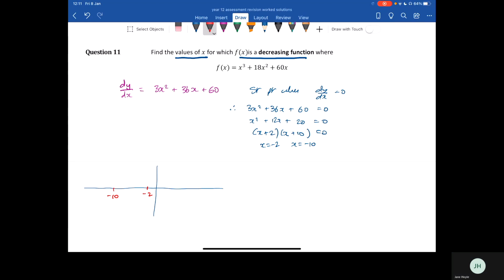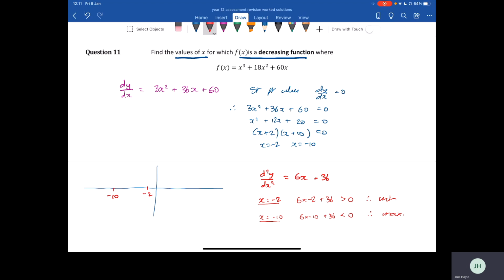We could find d2y by dx squared, and that will tell us which is the max and which is the min. So if we quickly differentiate, 6x plus 36, when x is negative 2, I would get 6 times negative 2 plus 36. That is greater than 0, so I've got a minimum. And when x is negative 10, I'm going to have 6 times negative 10 plus 36. That's less than 0, so I've got a max.